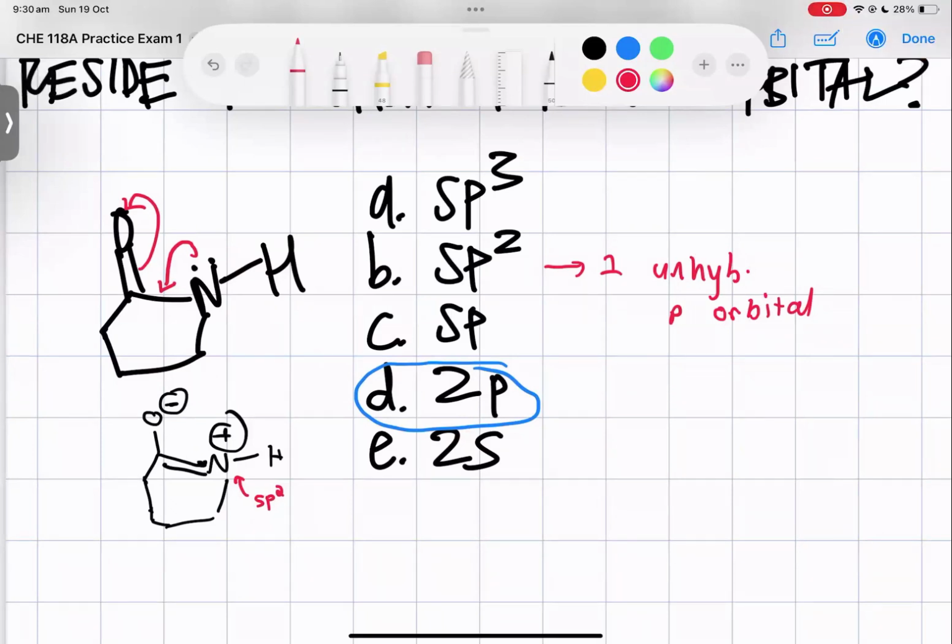Oh, I see. Yeah. If the question was asking what is the hybridization of the nitrogen, the answer would be sp2, which is what I put because I was thinking about the hybridization of the nitrogen. But because that sp2 hybridized nitrogen has 1 unhybridized p orbital, that orbital holds the pair of electrons for it to do resonance, because resonance happens between unhybridized p orbitals. The electrons hop between adjacent unhybridized p orbitals, p orbitals that are next to each other. Okay, yeah, that makes sense.